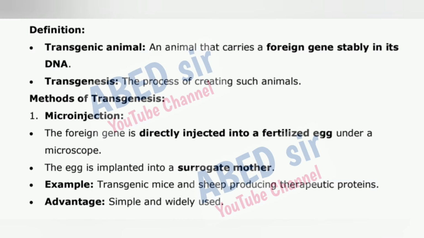Definition. Transgenic animal, an animal that carries a foreign gene stably in its DNA. Transgenesis, the process of creating such animals. Methods of transgenesis. 1. Microinjection. The foreign gene is directly injected into a fertilized egg under a microscope. The egg is implanted into a surrogate mother. Example, transgenic mice and sheep producing therapeutic proteins. Advantage: simple and widely used.